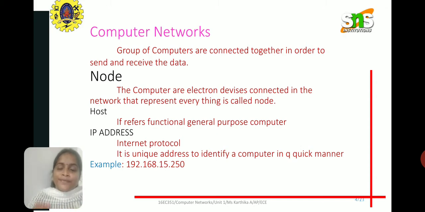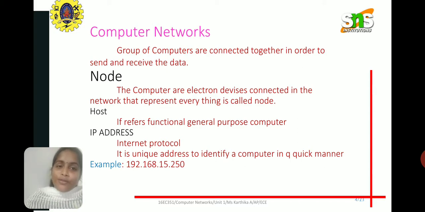Okay. Are there any particular terminologies used in computer networks? Are there any particular components used for that transmission of data? Yeah, we have mainly three components. The first one is node. What is a node? We know that computers are electronic devices that are connected to the network, and that represents everything. It is called a node. Okay, what is a host? It is just a general purpose computer.